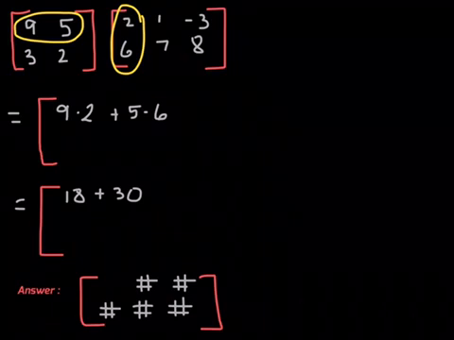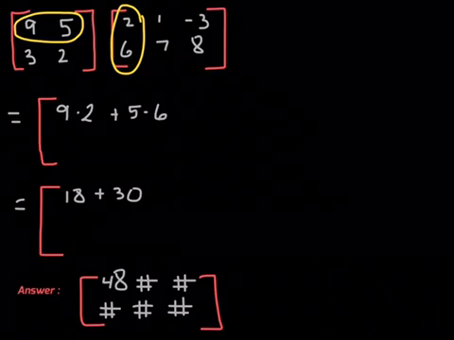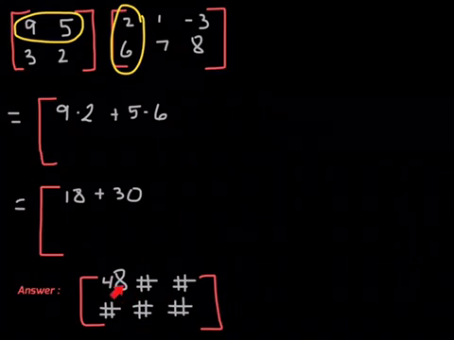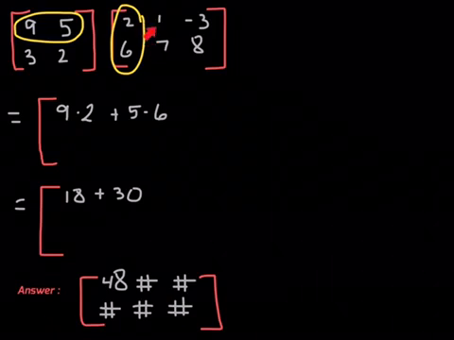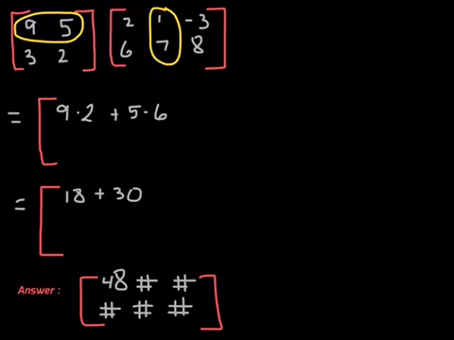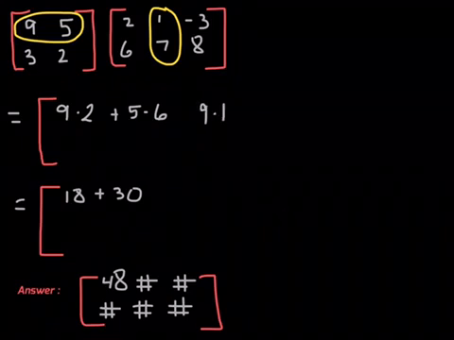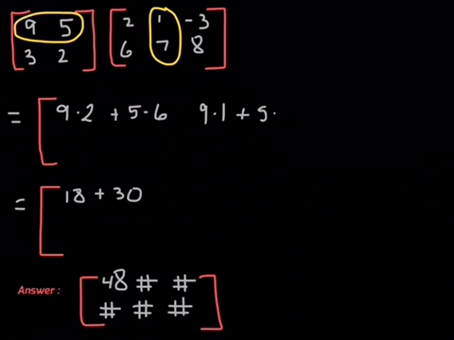So we know 18 plus 30 is 48. So 48 is this entry in my answer, the first row, first column. All right, let's see if we can do this again for the first row, second column entry. That means I'm going to multiply my first row by the second column. So what I'm going to do first is 9 times 1 and then plus 5 times 7.